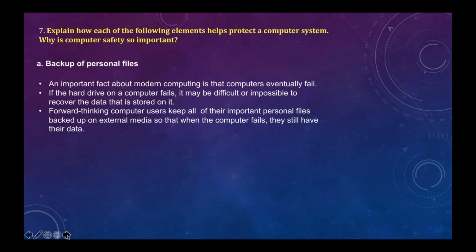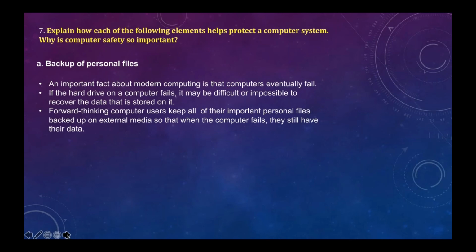Why is computer safety so important? So there is backup of personal files. Once you're using a computer, it is important to do your backups. An important fact about modern computing is that computers eventually fail. If the hard drive on a computer fails, it may be difficult or impossible to recover data that has been stored. So if you want to always be safe, you need to always make a backup. The data that you have backed up, you will never lose it. You will always be able to find it.